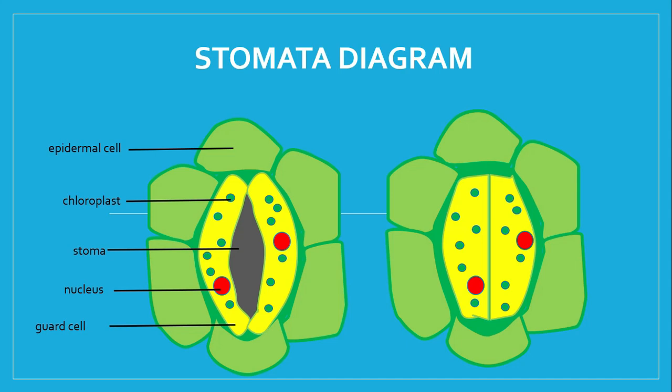And we have the lower epidermis, provided with pores called stomata. So as we can see, we have the stoma, which is the singular form. It is for the exchange of gases and the loss of water in the form of vapor through a process called transpiration.